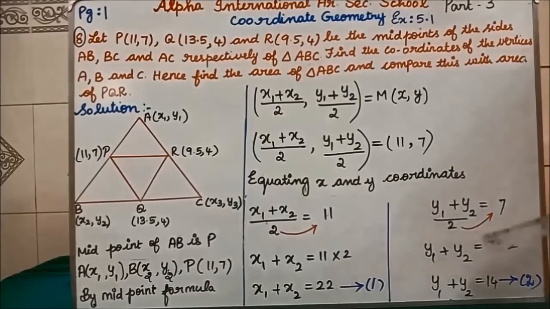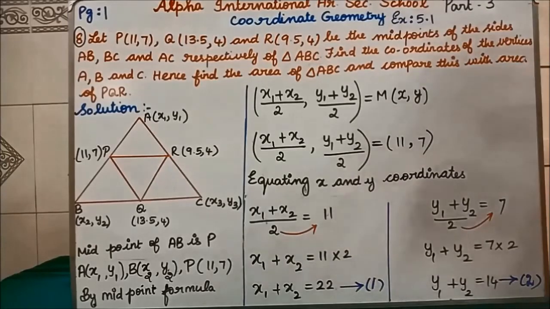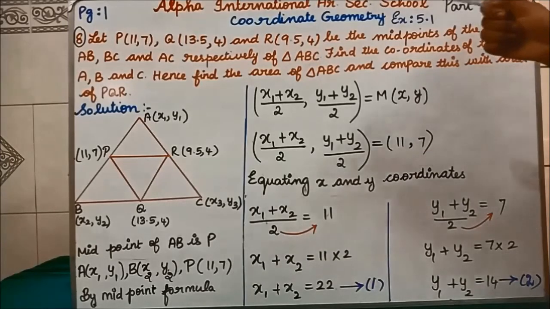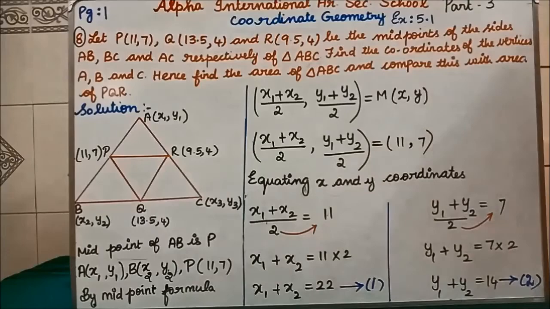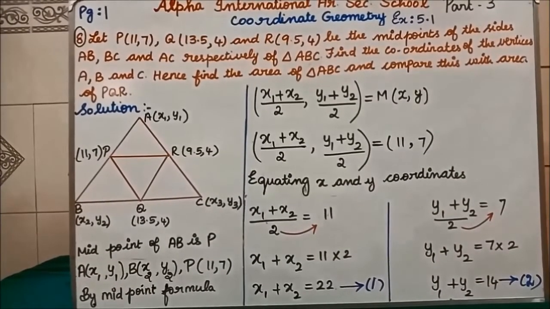Clear all of you? This is our equation 1 and 2. Now we have used what side? AB side with midpoint P. Next, what side are we going to take? BC side with midpoint Q. After erasing this, I will explain the BC side.